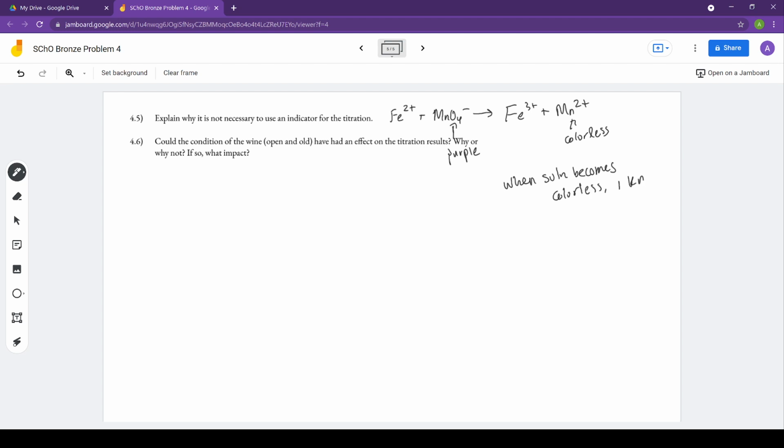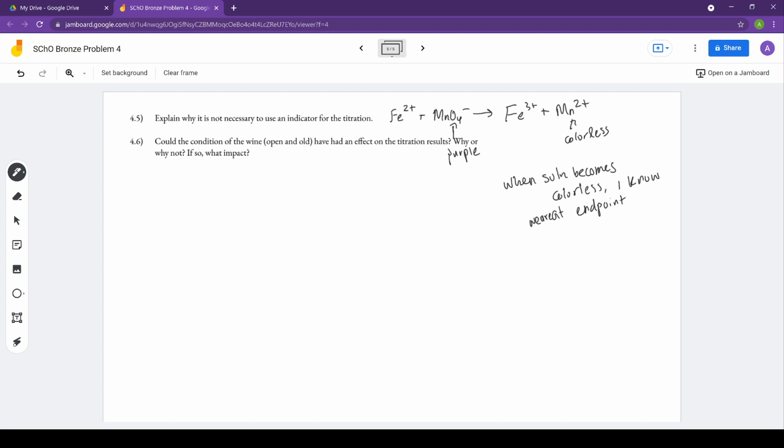So when the solution becomes colorless, I know we're at the endpoint, right? MnO4 minus is a really common oxidizing agent, and you should know the color because it acts as its own indicator, so it's really useful in that sense.